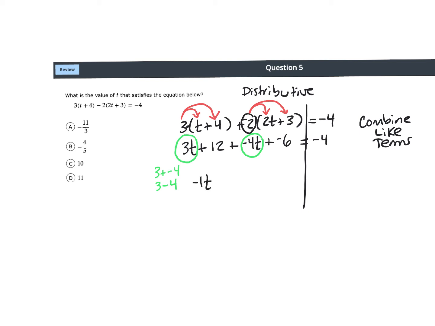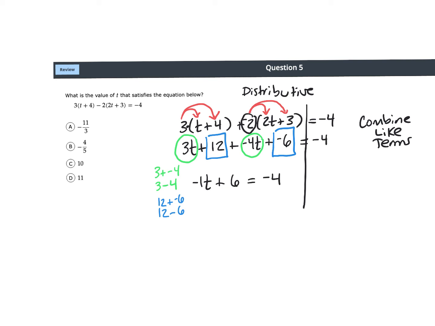Then I will use blue, and I will mark my 12. I like to grab the sign in front, but I know that this is just a positive 12 because there's no negative there. But I do need to grab this -6. So this is 12 plus -6. So you could write 12 plus -6 or 12 minus 6. And I hope you see that that would be 6. So -1t plus 6 equals -4.